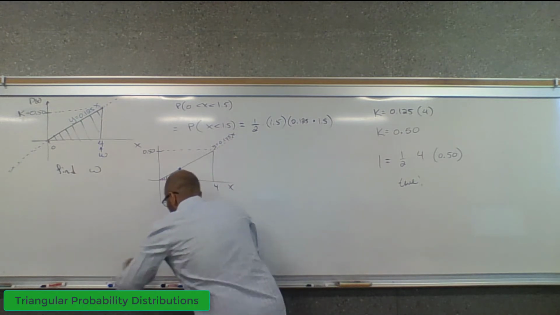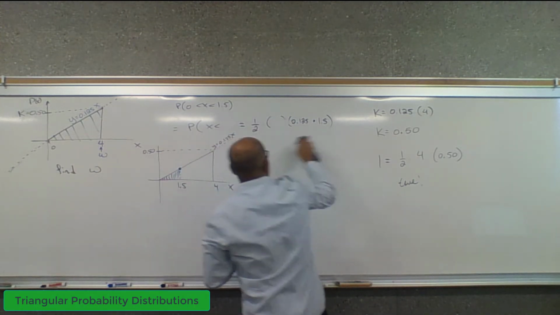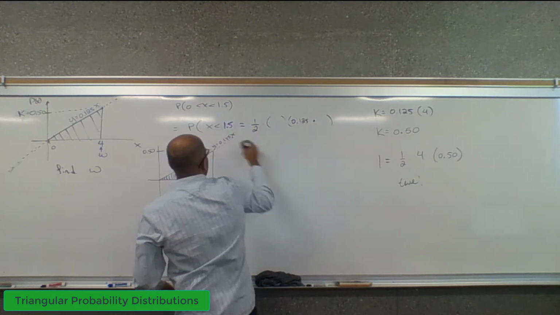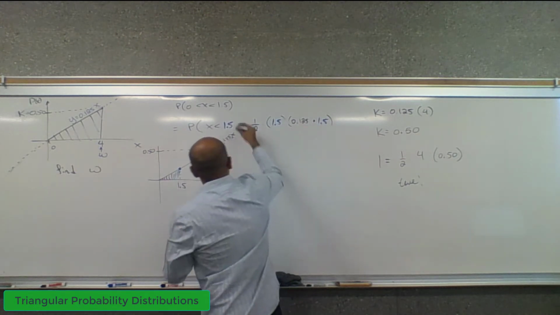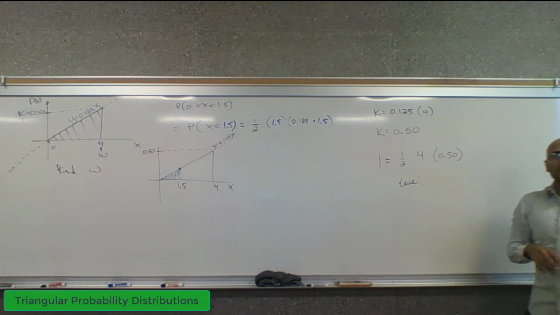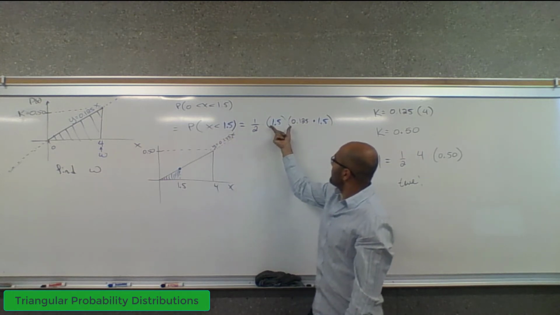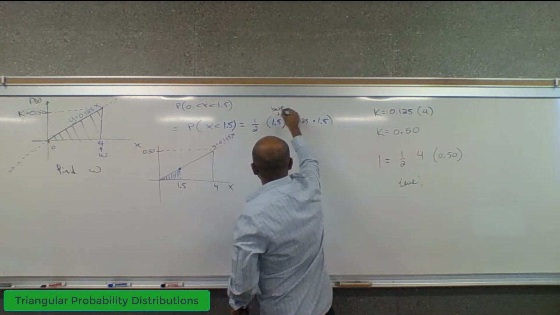In fact, you guys, since I like you guys, I'll put you guys in color. 1.5, 1.5, and 1.5. Good. So x is less than 1.5. This is going to be the base right here. Base. And this is the height.